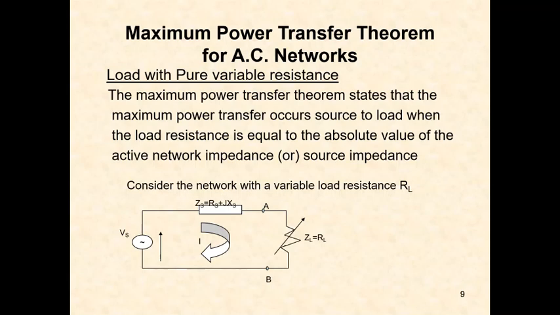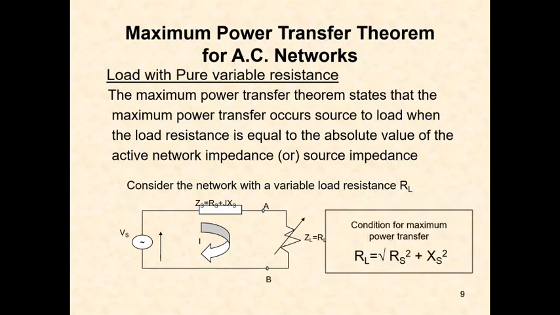Consider a network with variable load resistance RL and the source impedance is Rs plus jXs. So the condition for maximum power transfer is RL equal to the square root of Rs squared plus Xs squared. So here the load is only a pure resistor, then the circuit impedance magnitude must be equal to the load resistance.